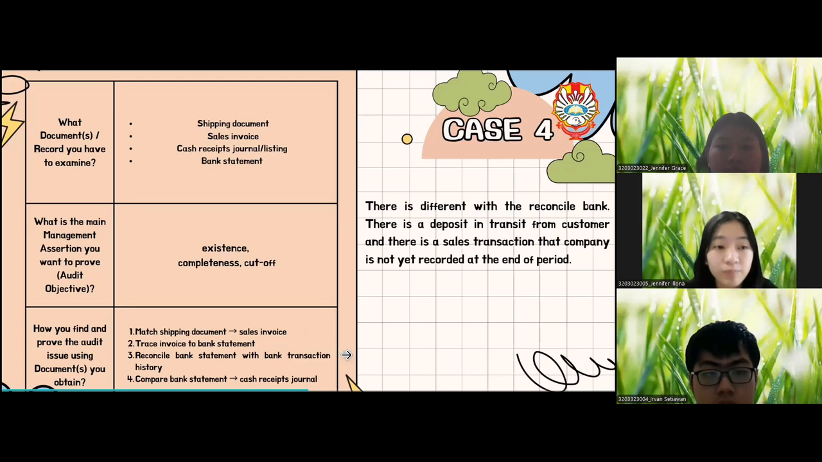This is done because sometimes there is a delay in the bank. And finally, we compare the bank statement with the cash receipts journal. This allows us to prove the completeness assertion. We could see if the company failed to record or not. By doing these steps, we can confirm whether the sales actually occurred, were recorded, and whether they were recorded in the correct period.